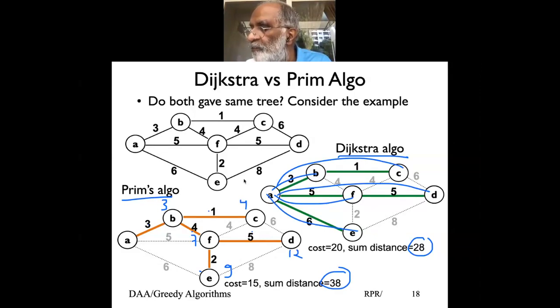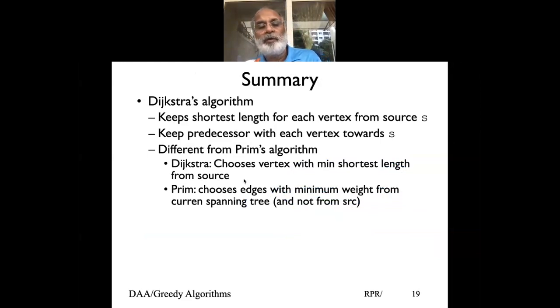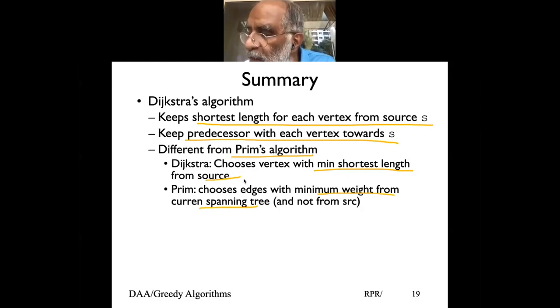So in summary, what we have essentially done is look at the Dijkstra algorithm, and we always keep the shortest length for each vertex from the source, and once a node is taken we never change it. We also maintain a predecessor to determine the path. It is different from Prim's algorithm because in Prim's we choose the vertex only with the shortest length from the tree and not the shortest length from the source. In Dijkstra we look at the shortest distance from the source. In Prim we look at the shortest distance from the tree, not from the source, and that's the key difference.